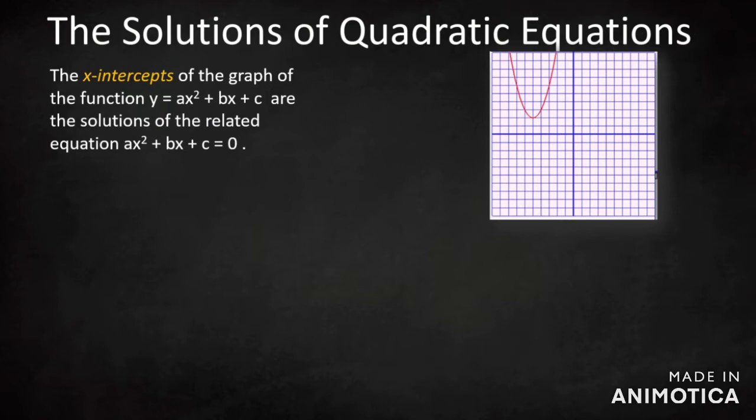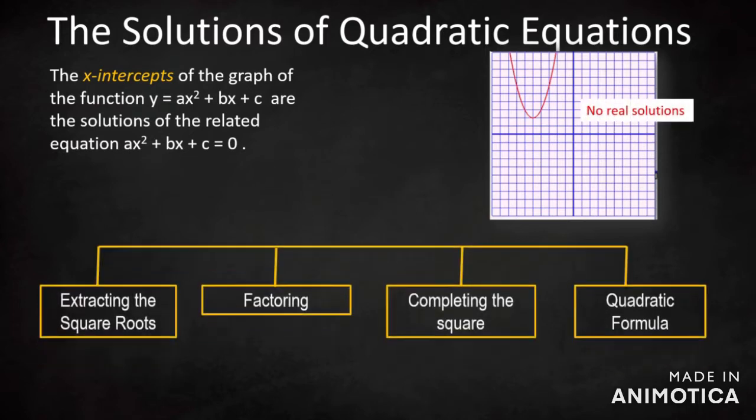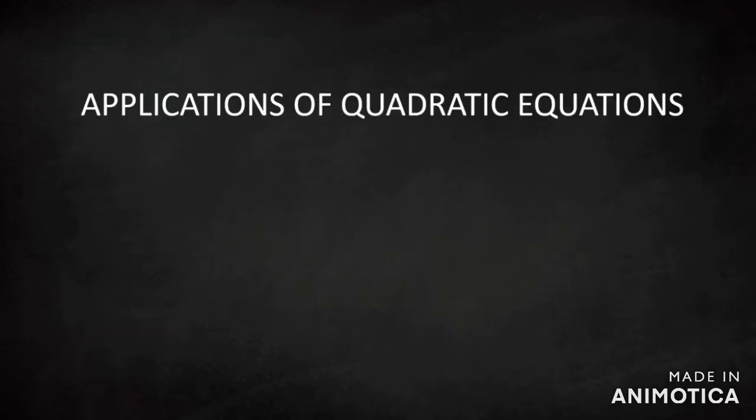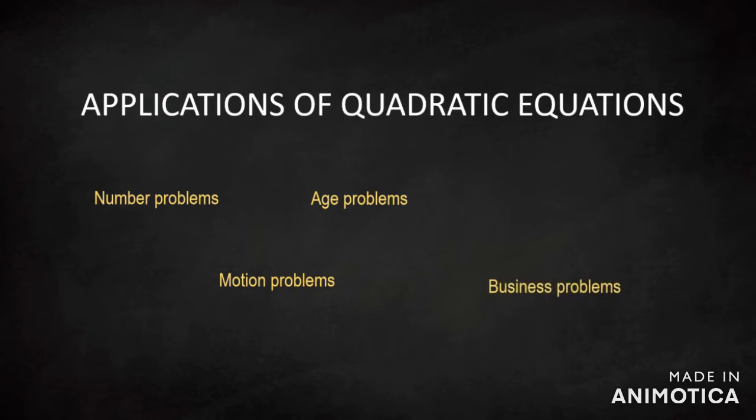In solving for the solutions of quadratic equations, we have four algebraic methods, which are extracting the square roots, factoring, completing the square, and quadratic formula. And since you already know when to use and how to use each method, we can now apply them in solving some real-life problems, which are as follows. We have number problems, age problems, motion problems, and business problems.